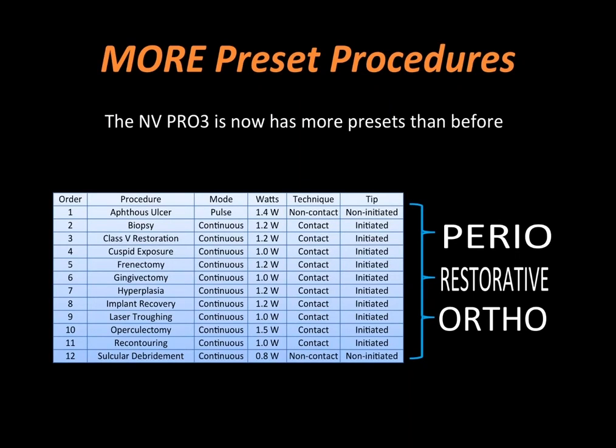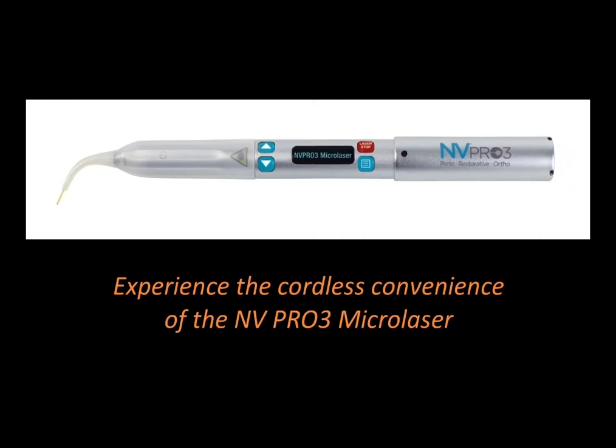Cuspid exposure, frenectomies, gingivectomies, hyperplasia, implant recovery is something that I really appreciate. And I think my patients really appreciate that we're not using anesthetic to uncover the implant. Laser troughing, removing soft tissue over an erupting tooth, recontouring, sulcular debridement. Again, our hygienist, we're actually probably going to purchase a second one because we're always fighting over the use of the diode laser. So it can be used in a lot of applications in your practice very efficiently. It's cordless, and as you can see, 4 buttons, very easy to see the presets, very easy to increase or decrease the power level depending on the pigmentation in the individual situation that we have.